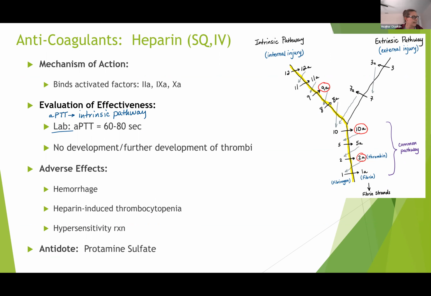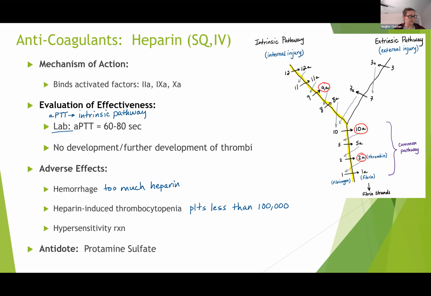Adverse effects, hemorrhaging. That'd be too much heparin, right? If we're hemorrhaging, then too much heparin. Heparin can also cause heparin-induced thrombocytopenia. This is a sudden or gradual drop in platelets. It's usually when your platelets get down to that low level. And if you've had it before, then you're prone to having it. So it's not recommended that you would get heparin again.